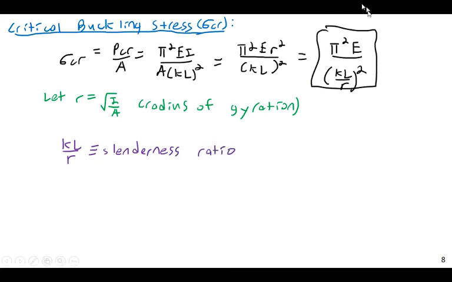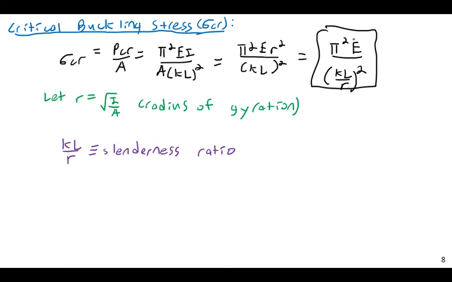The great thing about this equation is that it neatly breaks up the critical stress into two factors. In the numerator, we basically have the material. In the denominator, we basically have the geometry. The only real variable in the numerator is the modulus of elasticity, which is a material property. Down here, L is the length, K is the support conditions, and r is a property of the cross section. So you can think of this as material over geometry.